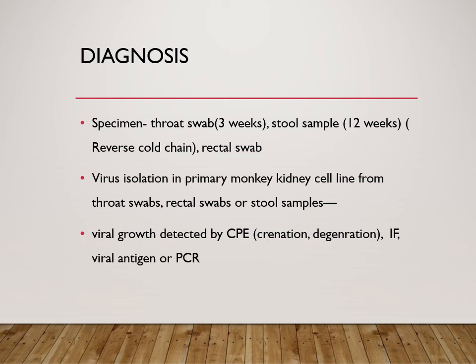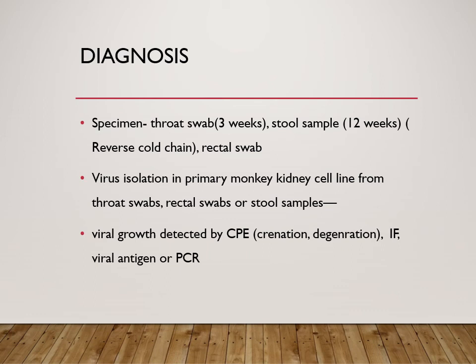Now for virus isolation, these samples are inoculated on cell lines, because it is a virus and you need cell lines to grow these viruses. They are isolated in the primary monkey kidney cell line. When they grow, how can you detect that virus? That is by cytopathic effects. What are the cytopathic effects noted in poliovirus? That is crenation, where the cells are crenated and degenerated.